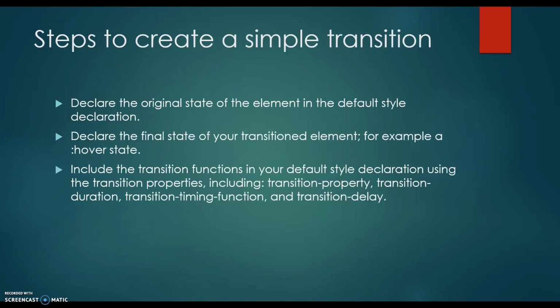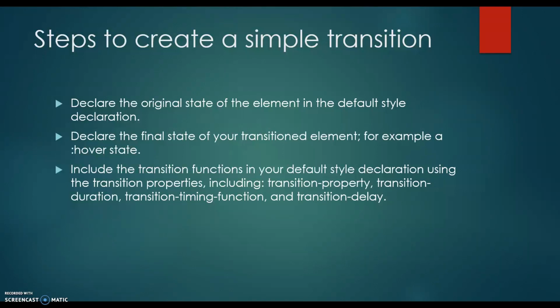So, what are the steps to create a simple transition? The first thing we need to do is declare the original state of the element in the default style declaration. And then we have to declare the final state of our transitioned element, for example, a hover state. Then we need to include the transition functions in your default style declaration using the transition properties, and there are 4 of those. There's transition property, transition duration, transition timing function, and transition delay.